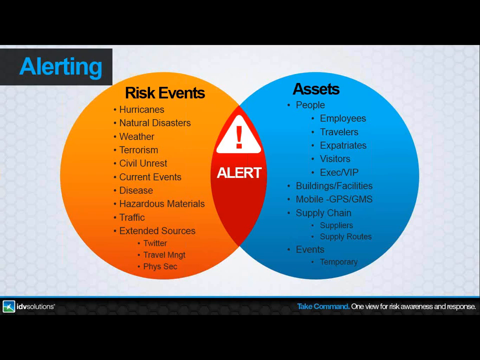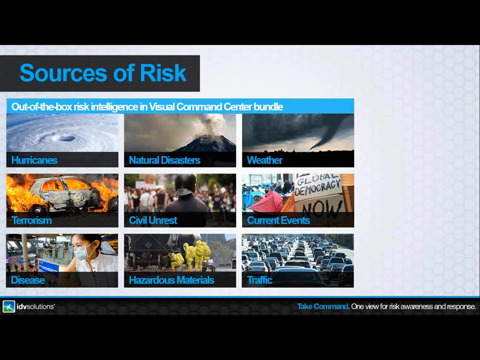A great example of this concept is exactly how Microsoft uses Visual Command Center to help protect its personnel and facilities. So with over 700 facilities around the world and 183,000 personnel, they face so many sources of risk. They use Visual Command Center to determine where the risks are relative to their people and facilities, whether it's an earthquake, a riot, or a threat of terrorism.